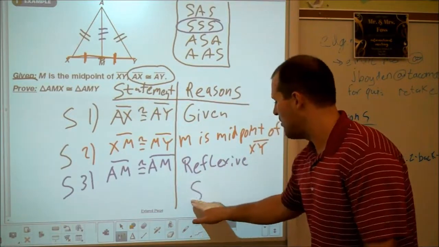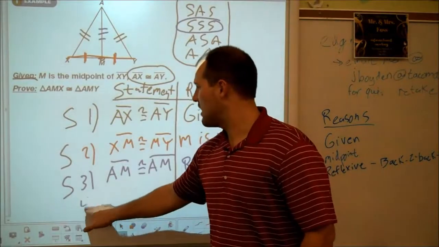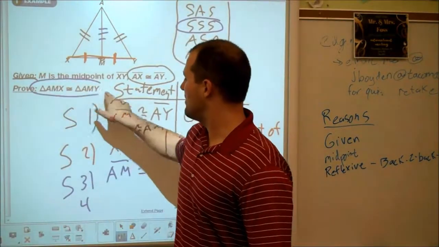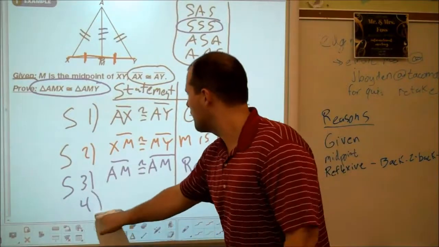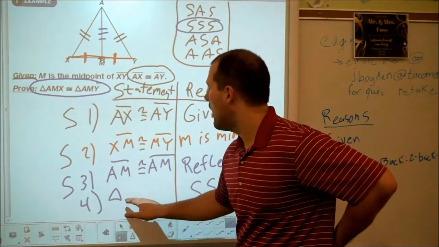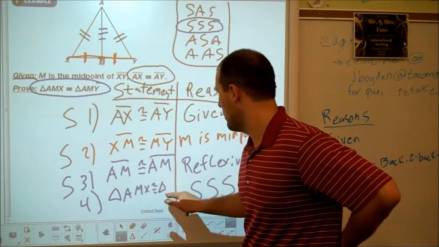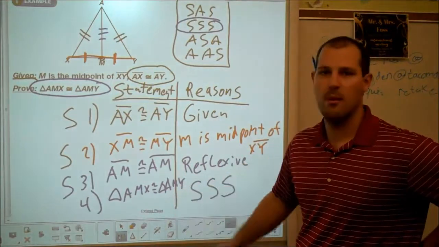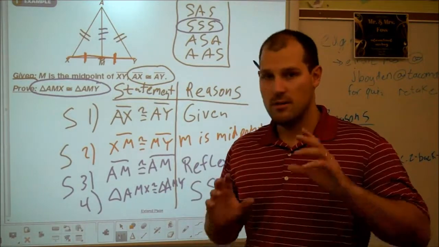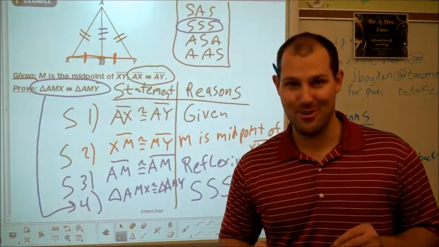And so I'm going to end my proof by saying side, side, side, and the thing we write over here on the left side is always the prove statement. Always. And so let's write that in. Triangle AMX is congruent to triangle AMY. Oh, sorry, I ran out of space a little bit. Triangle AMY. Okay, and so that part's really easy. Don't get creative. You're going to write down exactly what you were told to do.